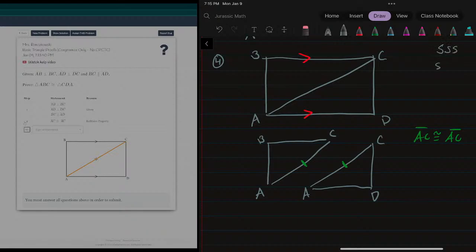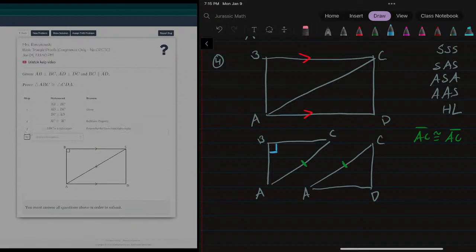Side, side, side; side, angle, side; angle, side, angle; angle, angle, side; and HL. Well, we have a side, so that's good. That's something to go with. Now we have to figure out something else. Well, we can now say that AB is perpendicular to BC, which makes that a 90-degree angle. So we can say angle ABC is 90 degrees because of the definition of perpendicular lines. And boom, we now have that down.